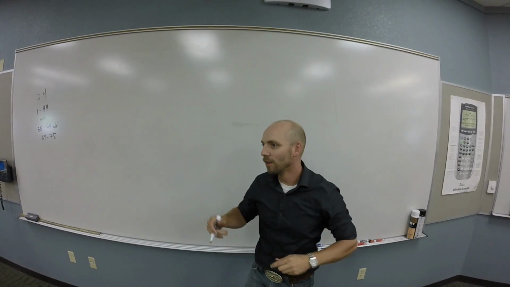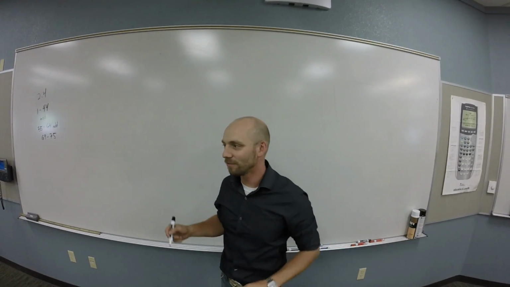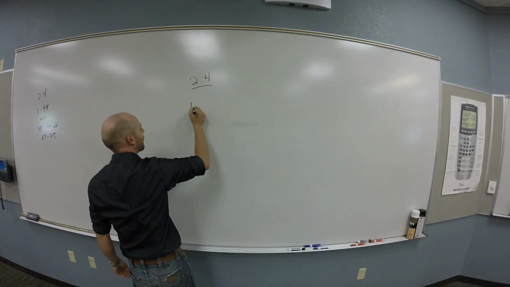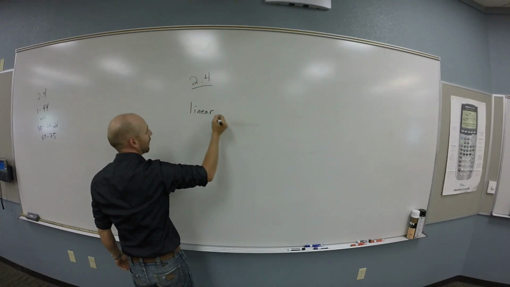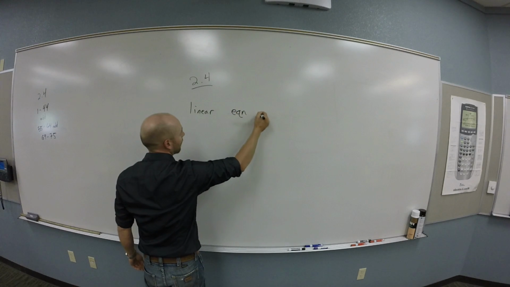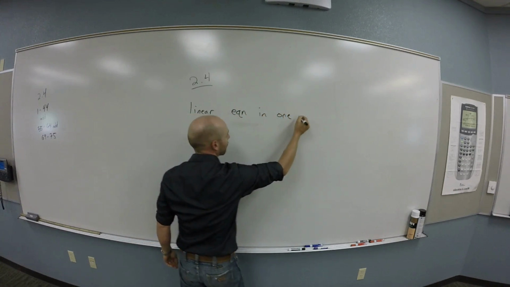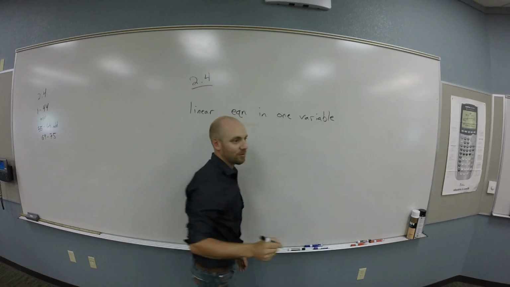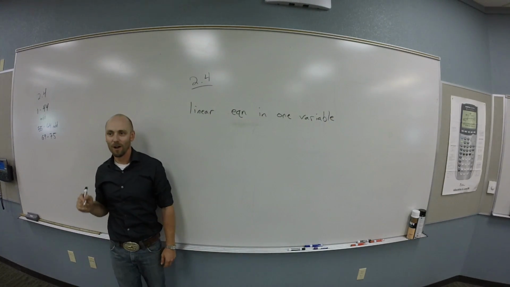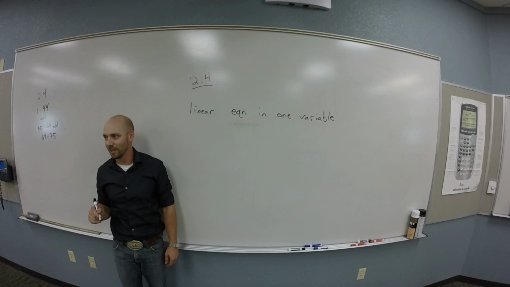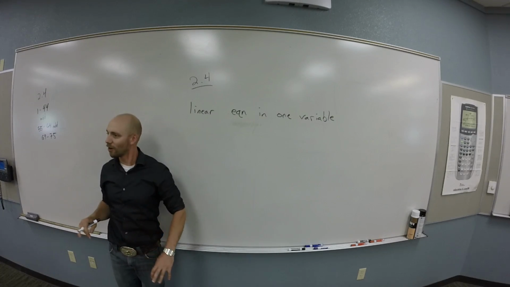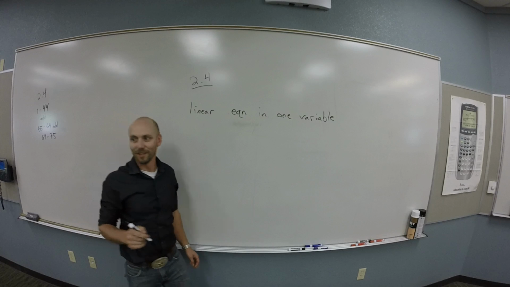Okay, so the language out of 2.4 I need to give you is this idea of a linear equation in one variable. Specifically, you need to know this to do problem 1. So I want to tease apart what it means to be a linear equation in one variable. This is, I promise, not hard despite all the big words.